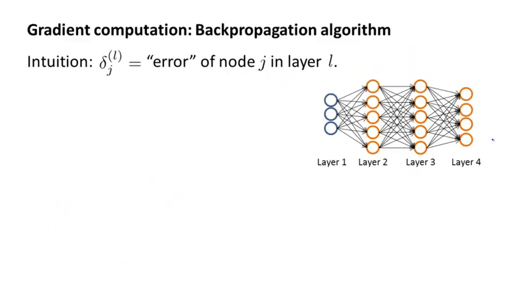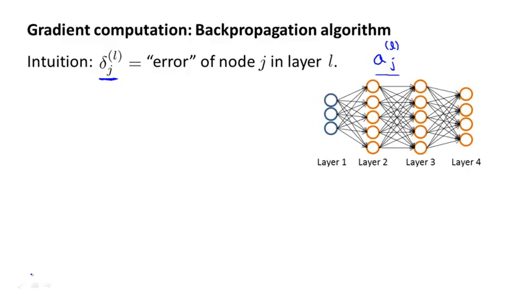The intuition of the backpropagation algorithm is that for each node, we're going to compute the term delta superscript L subscript j that's going to somehow represent the error of node j in layer L. So recall that a superscript L subscript j is the activation of the jth unit in layer L. And so this delta term is in some sense going to capture our error in the activation of that node, or sort of how we might wish the activation of that node were slightly different.